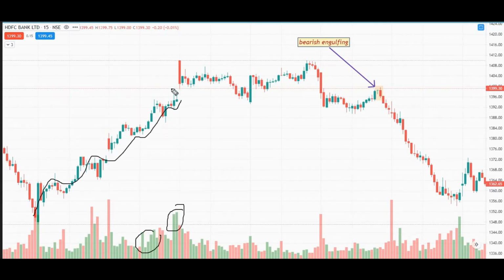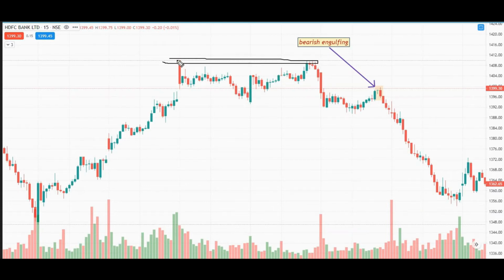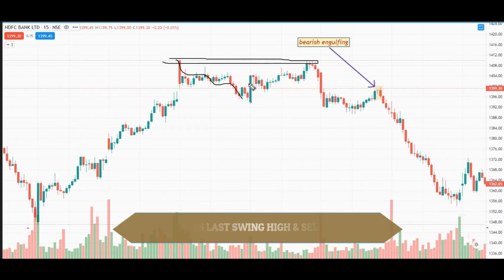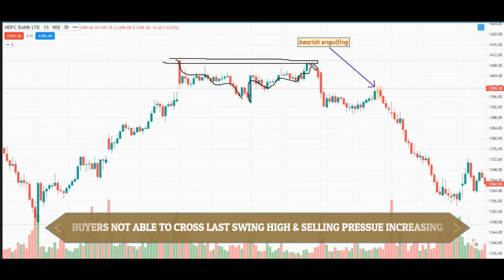See the volumes. See, but after this area where we saw a strong supply, prices were not able to break this last important swing high and continue their upward momentum. Where we had earlier seen a strong selling momentum in the market, buyers tried again to break this level and take the price towards the upside.